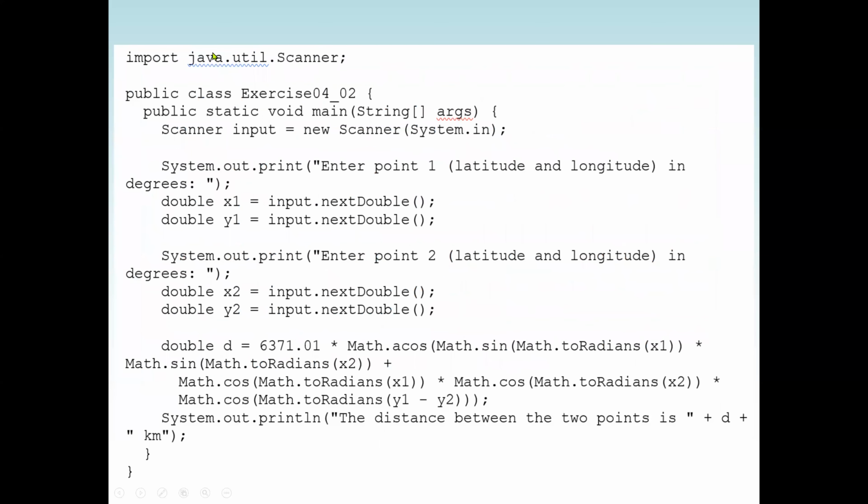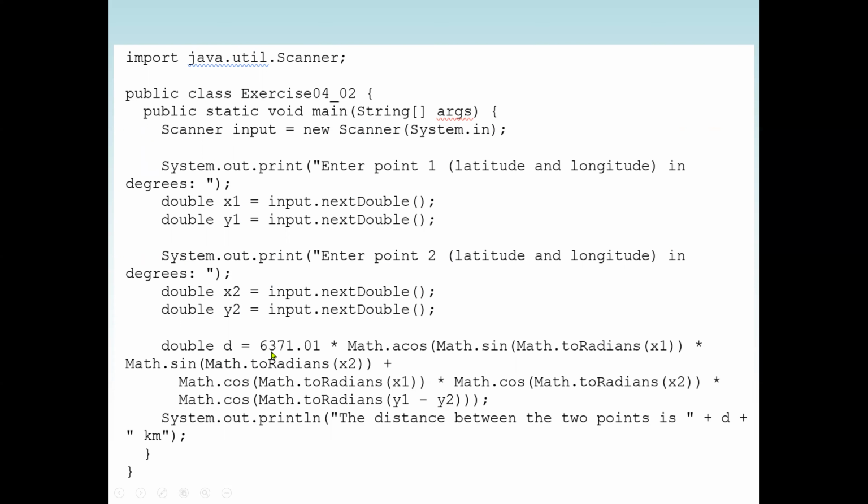So this will be the result. Again, we are going to ask the user to enter the points. We import our scanner class. We have our main class name with a curly brace, and the main method with a curly brace. First, we create a scanner object named input. Then we ask the user to enter the first point coordinates, latitude and longitude, so the user enters x1 and y1. Then we ask the user to enter the second point coordinates, latitude and longitude. After we have the 2 points, we know the average radius is a constant value, which is 6371.01.